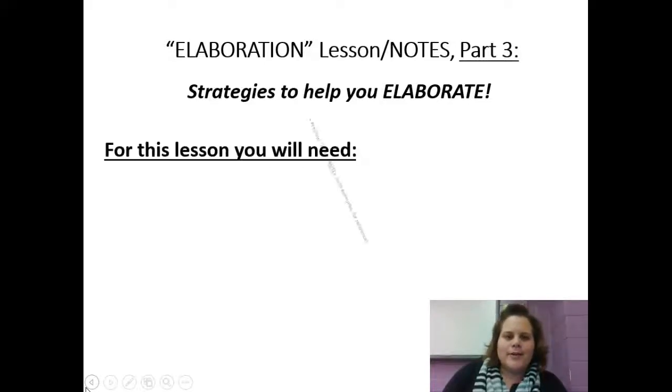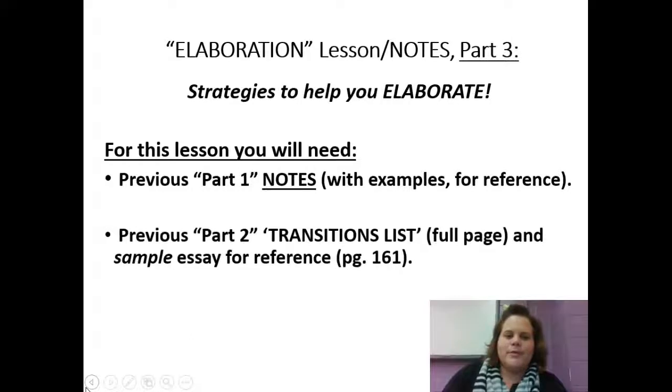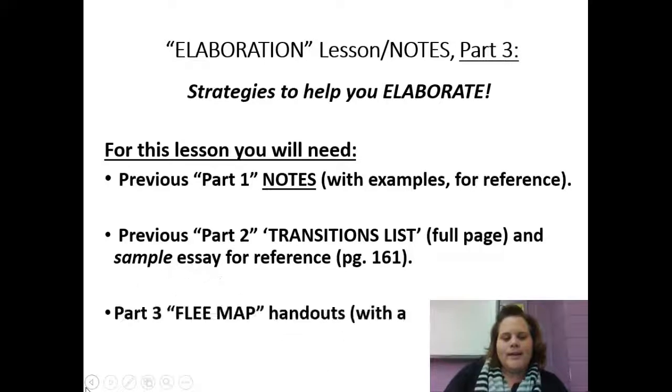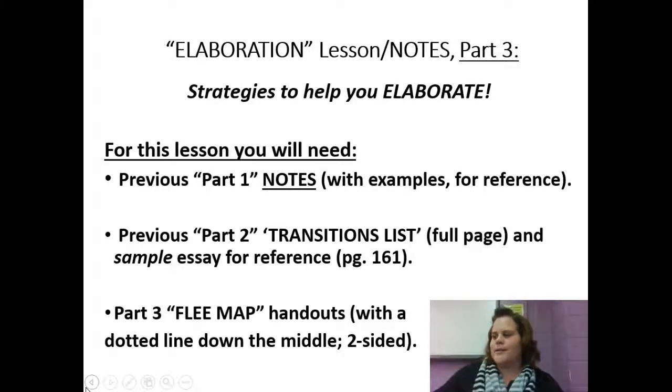For this lesson, you're going to need a few things. First of all, please find your part 1 notes, because that's huge. Secondly, the transitions list for part 2 will be really helpful. And the flea map handouts with the dotted line down the middle says part 3, which are probably in a folder. So I folded mine, but this is kind of what it looks like. Dotted line down the middle. Pause till you get all 3 of these things, and then we'll keep going.